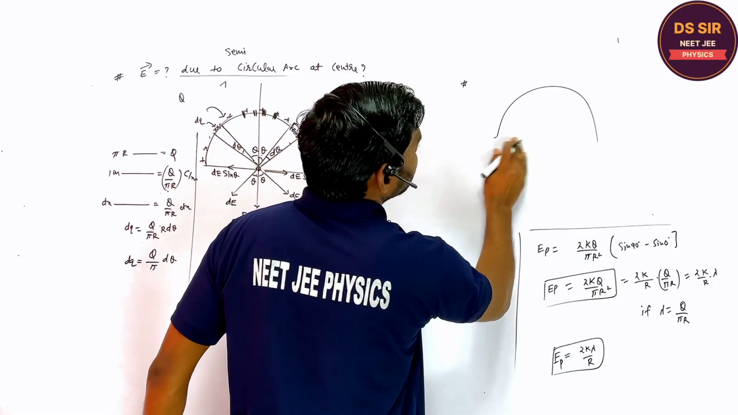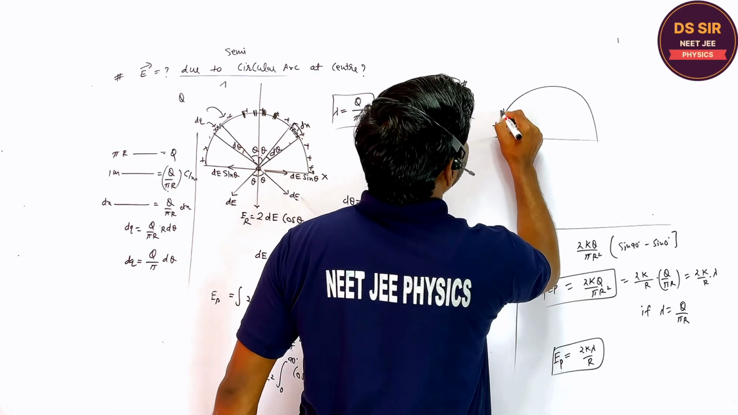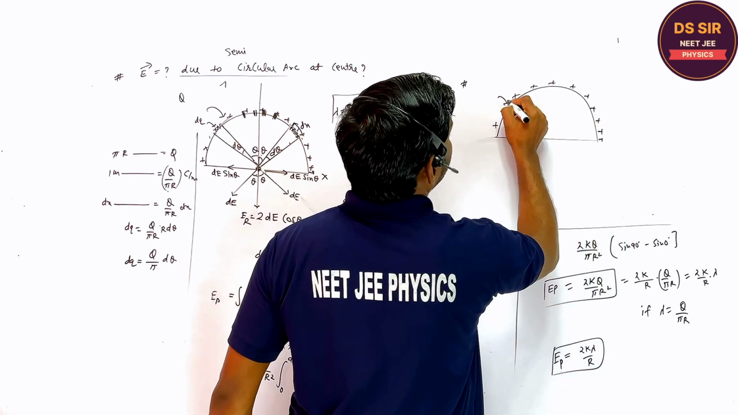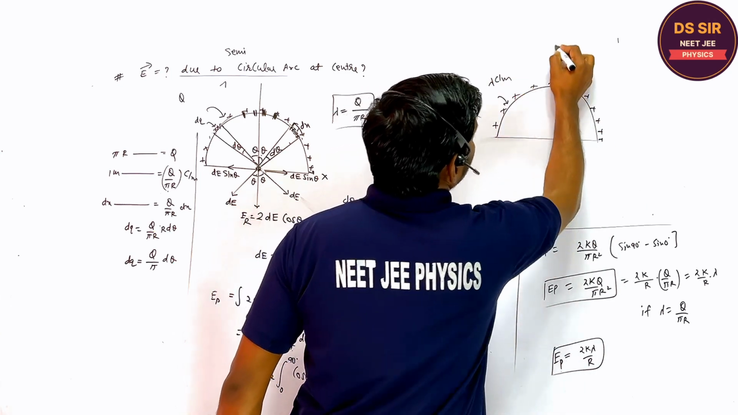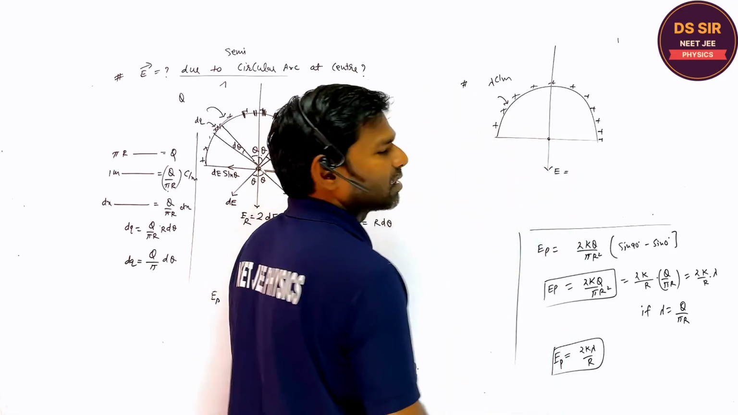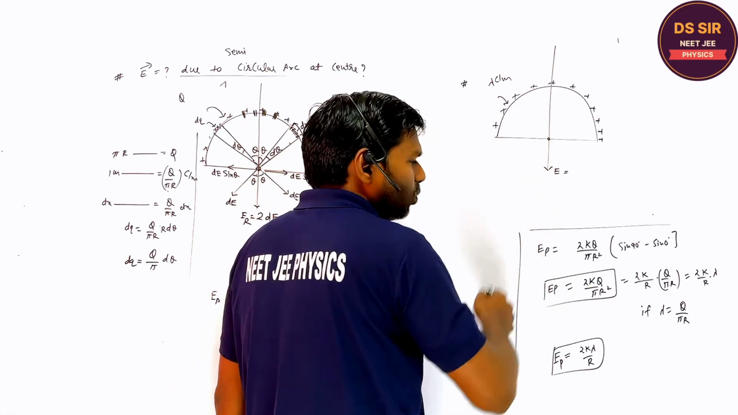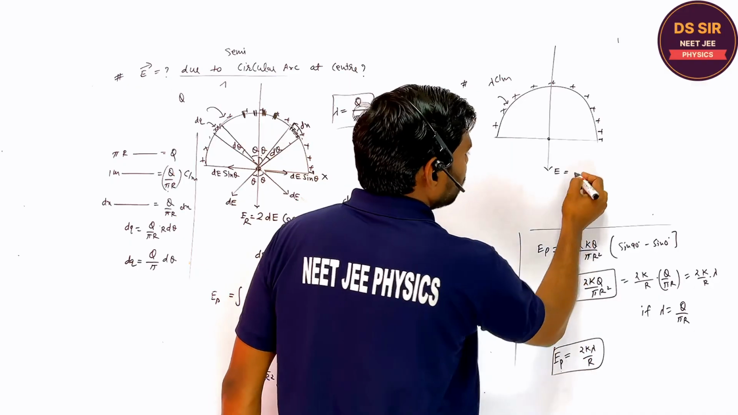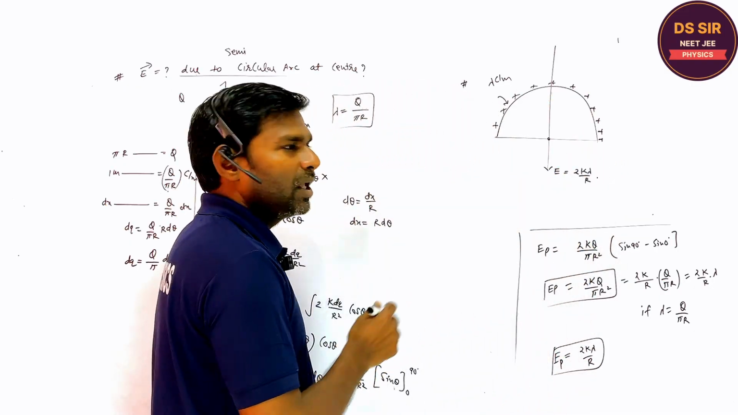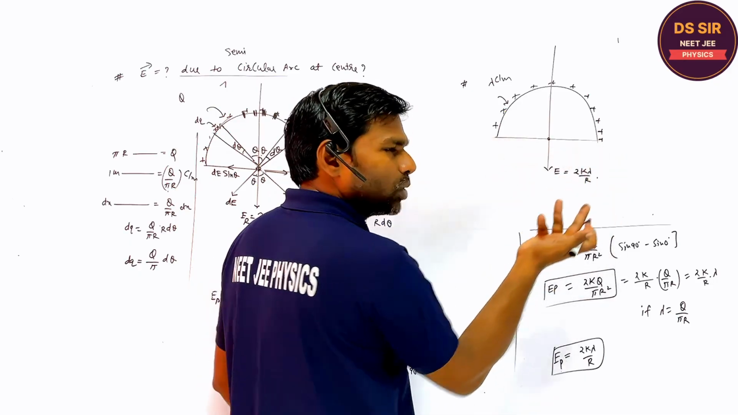If this is the linear charge density, the lambda of this semicircular arc, lambda coulomb per meter. So here symmetrically the electric field at the center will be vertically down. Its direction is vertical down, and it is 2k lambda upon r. It is easy to remember. If lambda is given, then 2k lambda upon r.